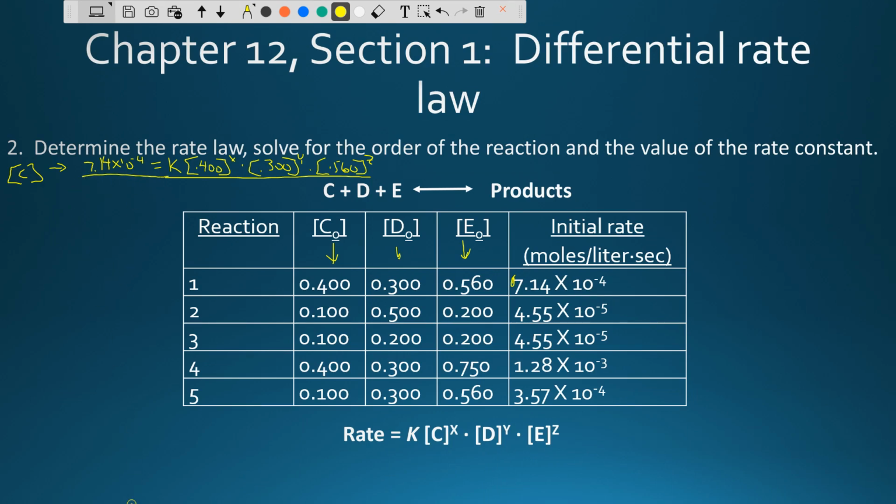Now let's look at another value. My other value that we're going to look at is this very last one, and so let's divide that out. I get 3.57 times 10 to the negative 4. That will equal my k value times 0.100 to the x times 0.300 to the y times 0.560 to the z. Now can you see why I did that?